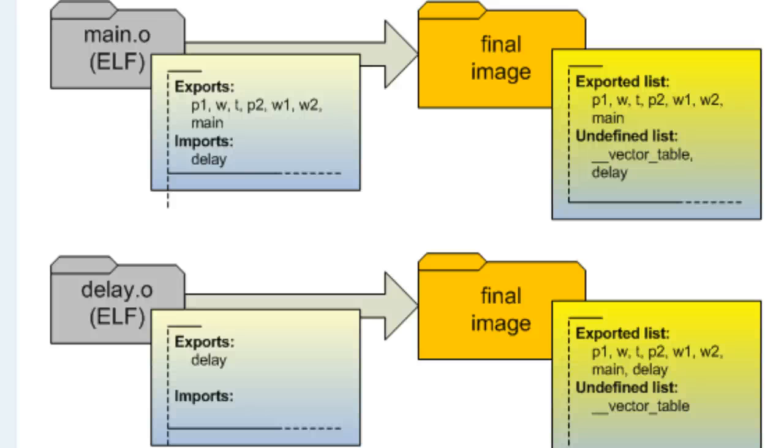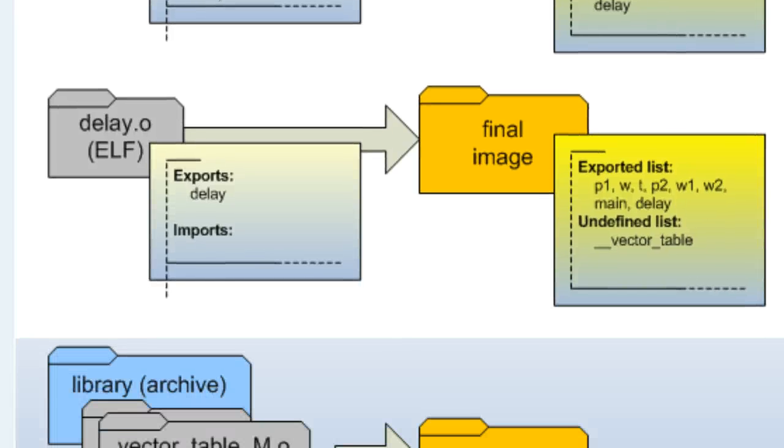Next is the delay.o object file. This file exports delay, which is added to the exported list, and at the same time removed from the undefined list, because it is now known and resolved. The delay.o file does not import anything else, so the undefined list contains only one __vectortable symbol. At this point, there are no more object files in your project, yet the undefined list is still not empty, so the linker proceeds to look through the standard libraries.